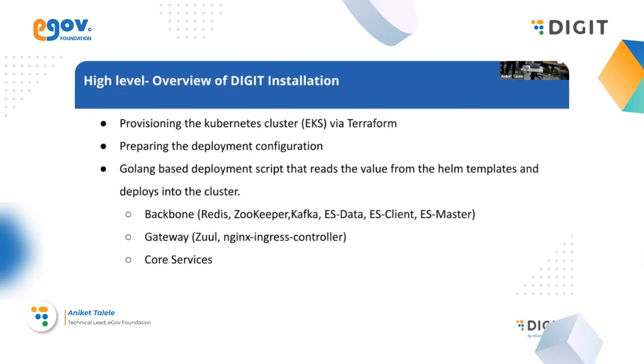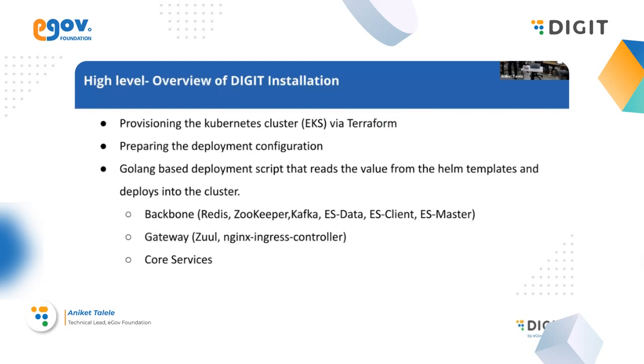Now, Digit has like 30 to 40 microservices. If you start doing it one by one, that itself will be a time-consuming exercise. So to make it easier, we have written a Golang-based deployment script, which will refer to one YAML file and run all the Helm charts mentioned in that particular YAML file.